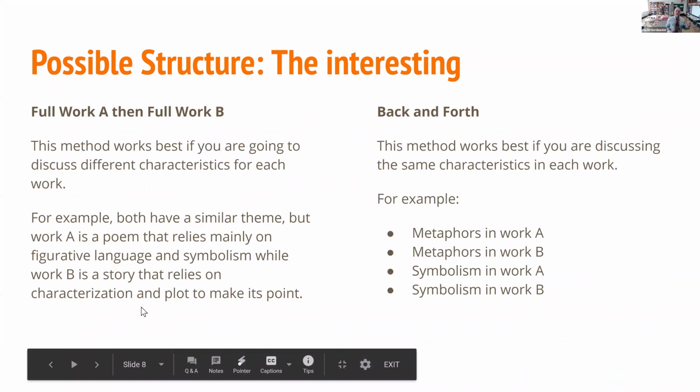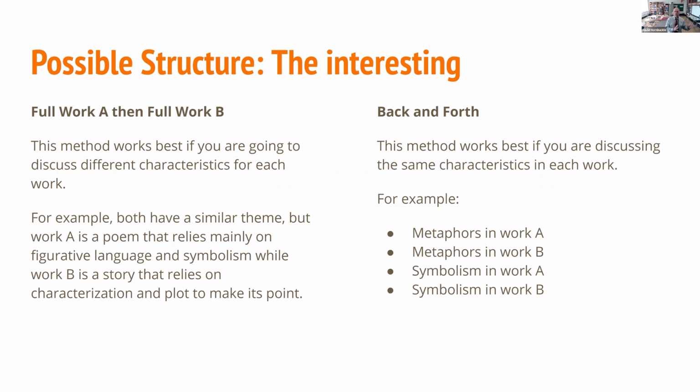Typically, if you're going to use that first method, discussing full work A, then full work B, this works best if you're going to discuss different characteristics for each work. So for example, both have a similar theme, but work A is a poem that relies mainly on figurative language and symbolism, while work B is a story that relies on characterization and plot to make its point. So then you might have a paragraph that talks about figurative language in the poem, a paragraph that talks about symbolism in the poem, then transition into the story, talk about characterization in one paragraph, and then talk about plot in a paragraph.